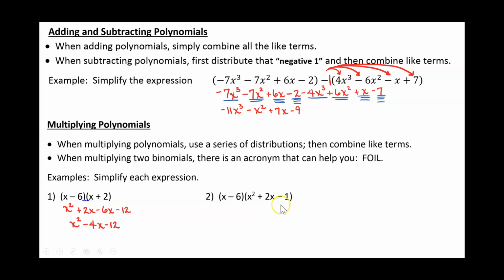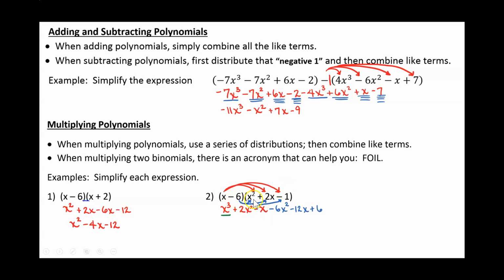So we're going to start the same way that we did a second ago. We've got to take x and distribute it to the x squared, to the 2x, and to the negative 1. Then we're going to take the negative 6 and distribute it to the x squared, to the 2x, and to the negative 1. So if we did x times x squared, that's x cubed. X times 2x is 2x squared. X times negative 1 is negative x.